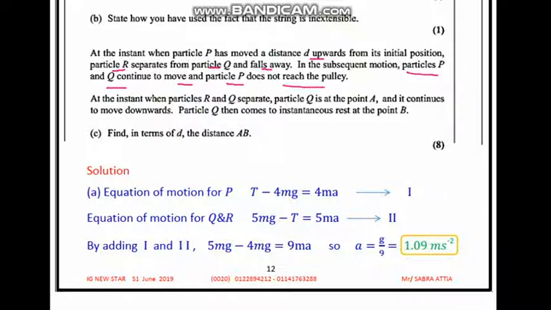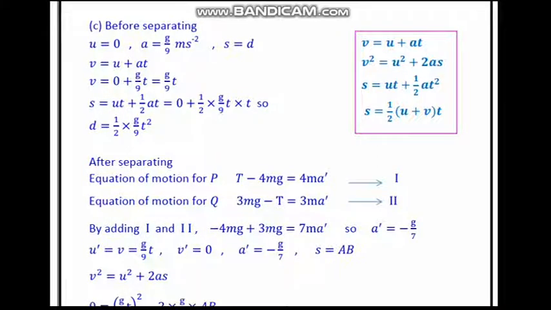At the instant when the particles R and Q separate, particle Q is at the point A and continues to move downwards. Particle Q then comes to instantaneous rest at the point B. Find, in terms of d, the distance AB. Let's see how to solve it. Also, we see it in two parts.